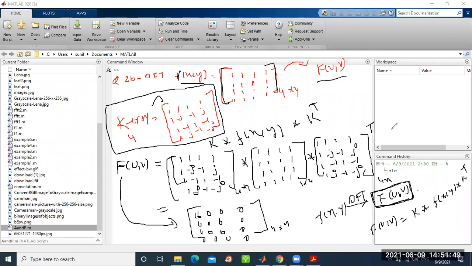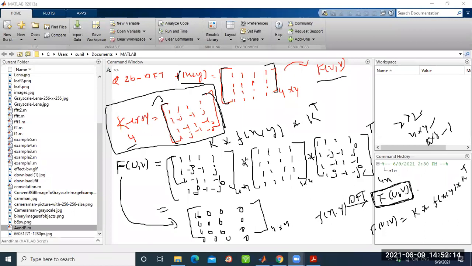For every matrix, that is for 2 cross 2, the kernel will be different, for 4 cross 4 it will be different, for 8 cross 8 it will be different. The kernel will be different for every matrix, because for every matrix the base function will be different. But for a 4 cross 4 matrix, this is your kernel matrix, this will be given. Okay, this is your kernel matrix. So when we apply this method, we'll get this answer.